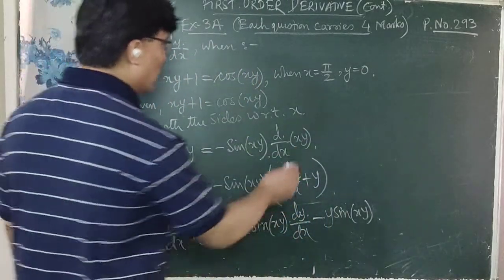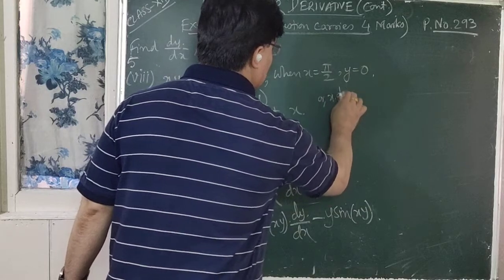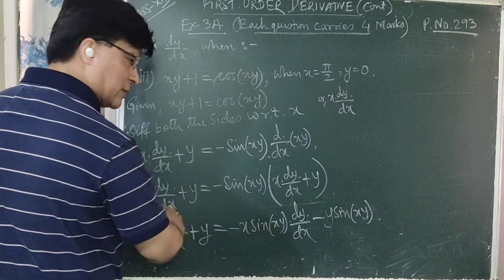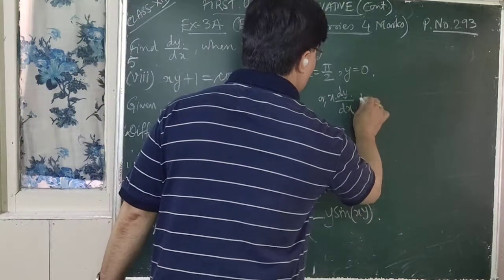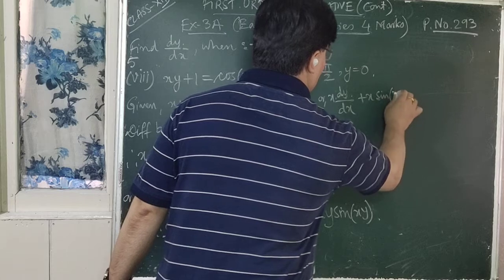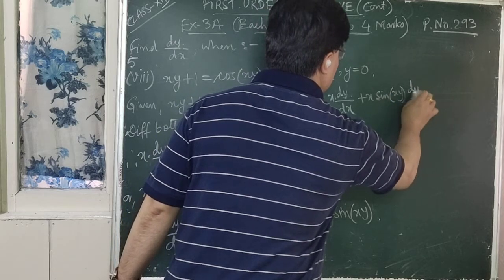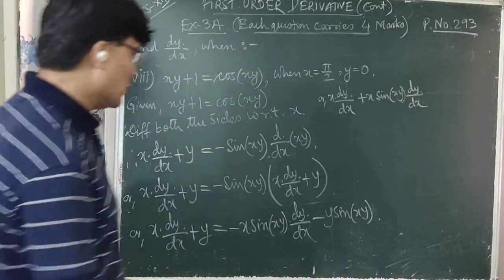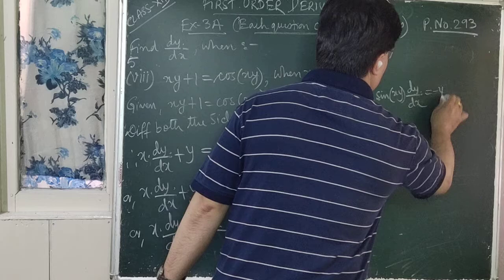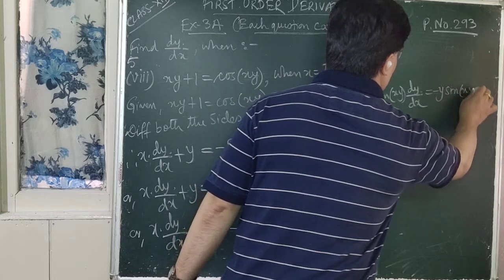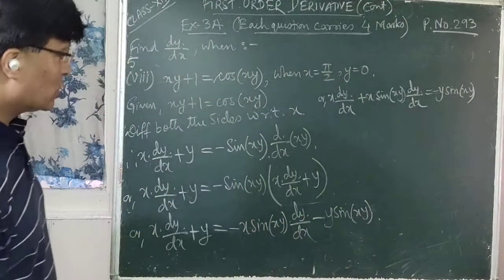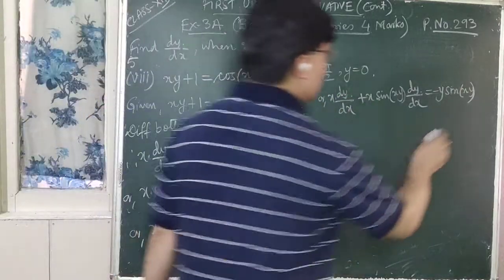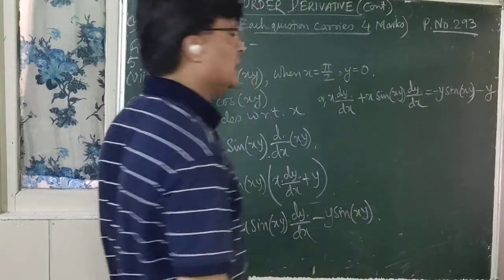the right hand side. So x into dy by dx. Then this minus x sine of xy into dy by dx goes to the left hand side. It becomes plus x sine of xy into dy by dx is equal to minus y sine of xy, which is on the right hand side, minus y sine of xy. Now this plus y is taken to the right hand side. It becomes minus y. So it is minus y, right?